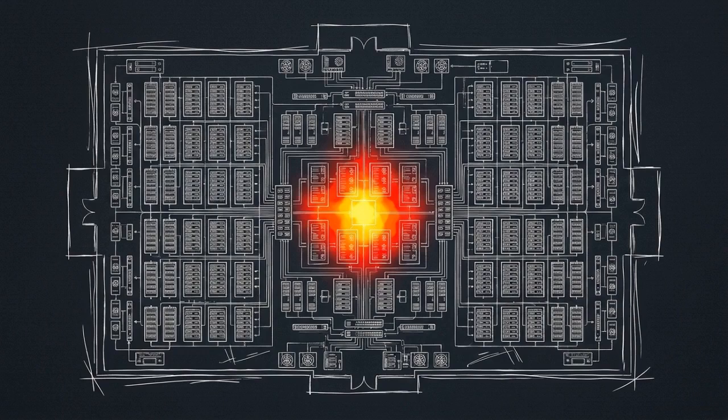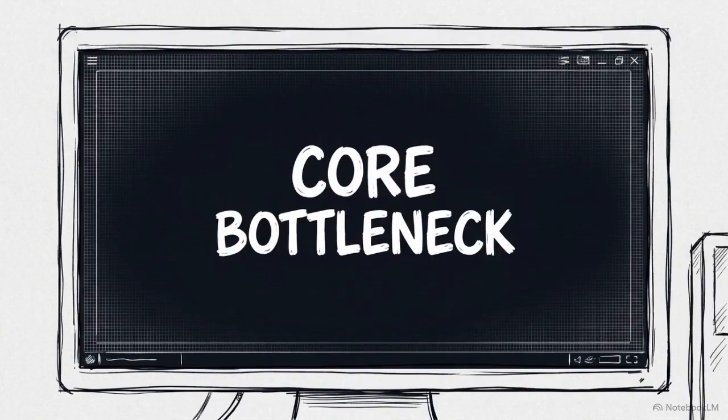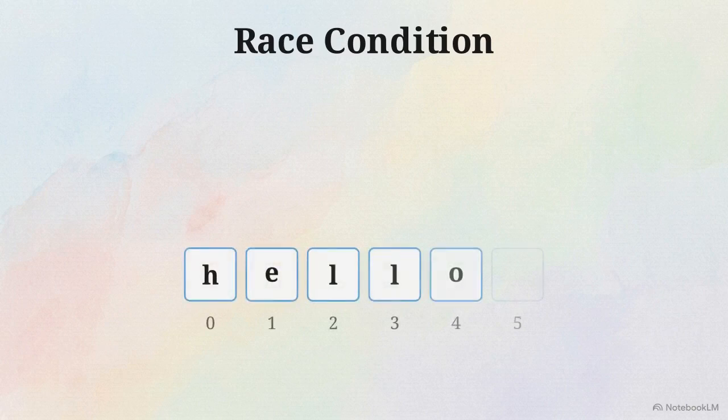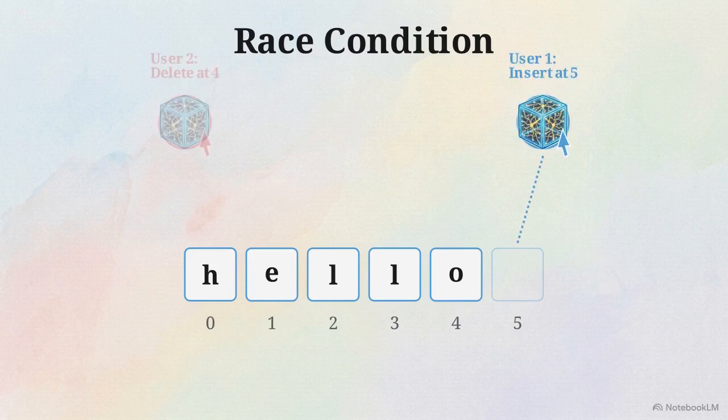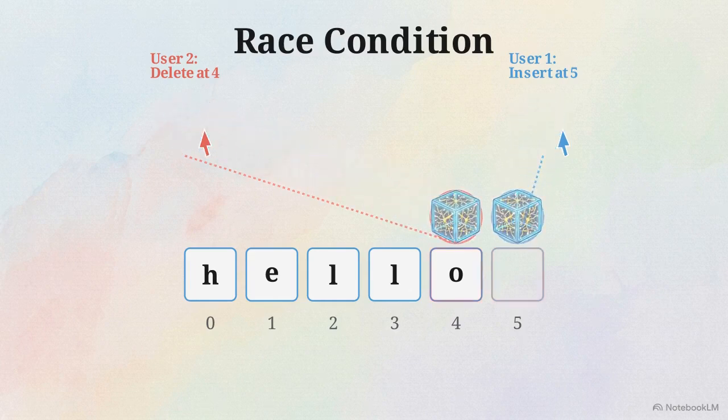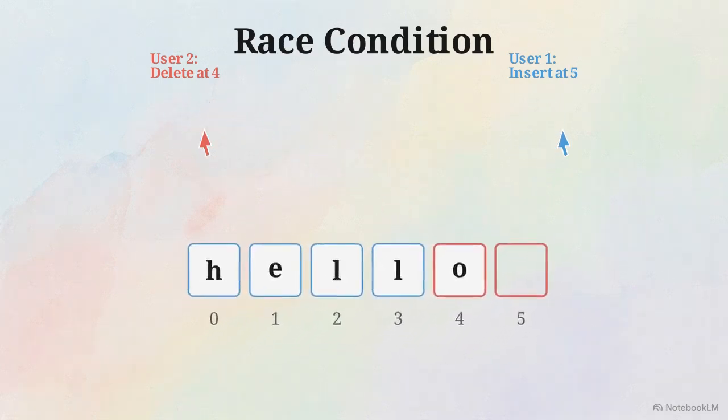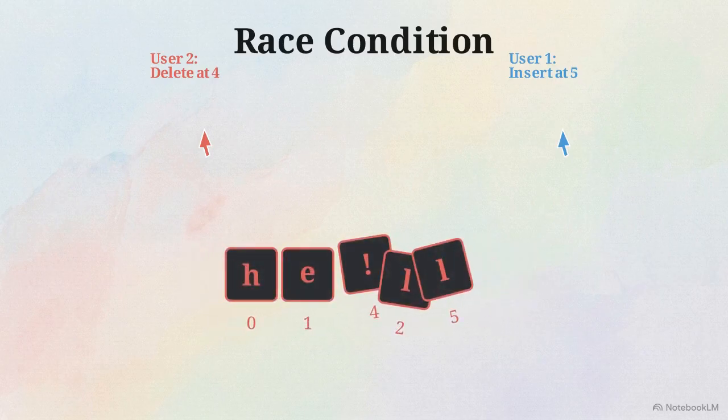To see how systems at this scale actually function, we are going to design this architecture from the inside out, starting with the algorithmic bottleneck. At this density of traffic, the engineering challenge is concentrated entirely on state synchronization. This diagram illustrates a classic race condition. In a character array spelling hello, user 1 prepares an insert operation at index 5. User 2 prepares a delete operation at index 4. If a standard server processes these commands out of order due to network latency, the indices no longer match the current text. The array corrupts.